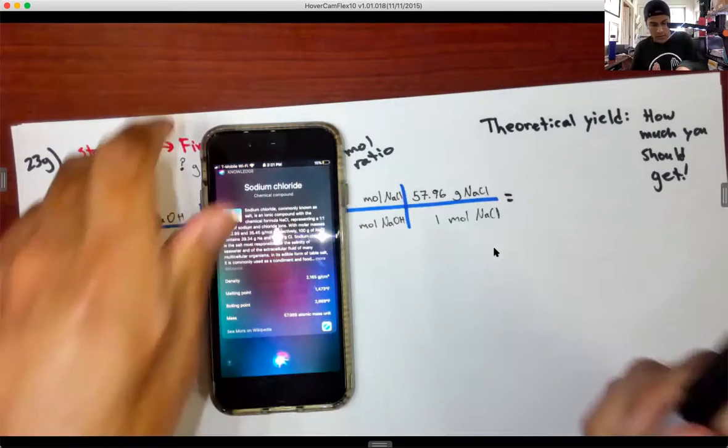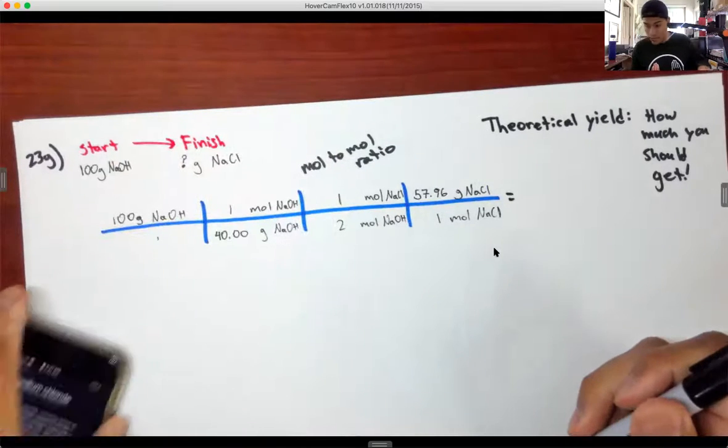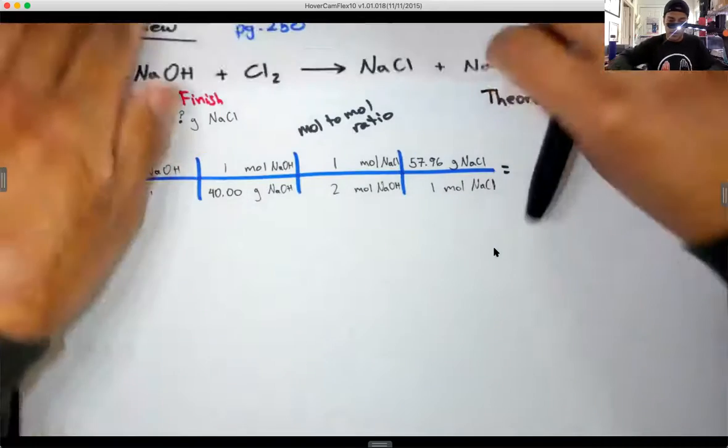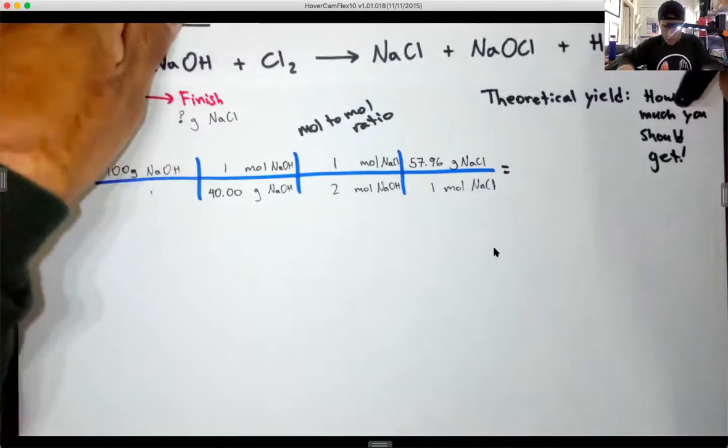Sodium chloride, NaCl, right? Yes. Okay, someone check that for me while I finish working out this problem. Make sure that I got that right, or that Siri got it right.